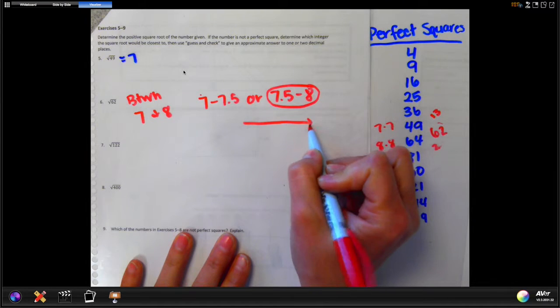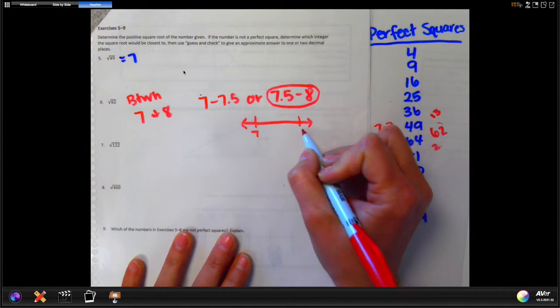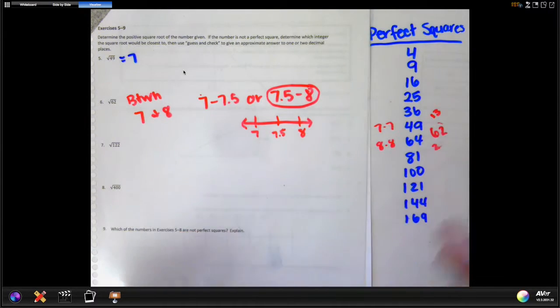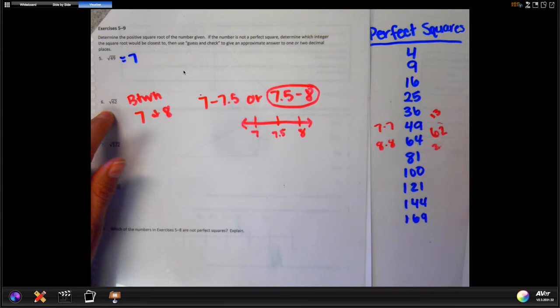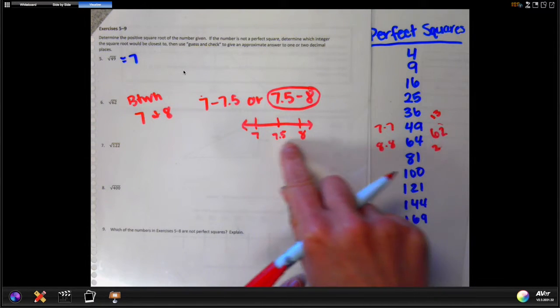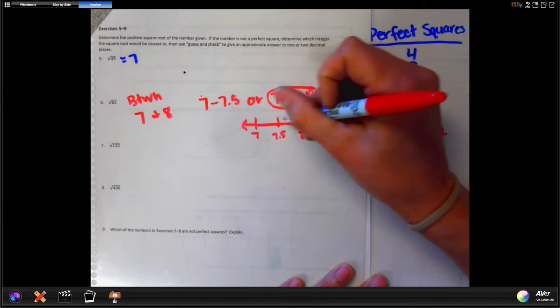Now, the third thing we're going to be asked to do here is to create a number line and put it on the number line. So the numbers we need are 7 and 8 and 7.5, the middle. So our square root of 62, we know, is going to be between 7.5 and 8. We already determined that right there. So our dot's going to go somewhere in this spot.